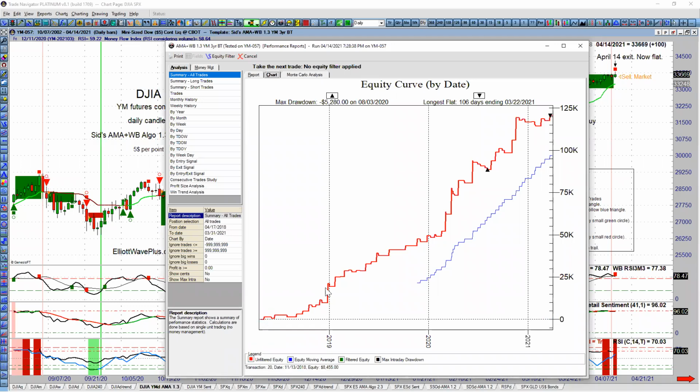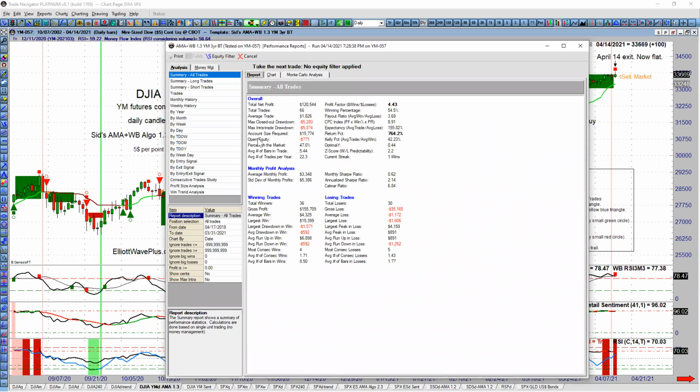So this red line is showing you the profit that is added to that starting account of approximately $15,000. So 1 year in, it was up to $25,000. It was up to $50,000 2 years in. It was up to about $125,000 3 years in. I think that's extraordinary. That's one of the better equity curves you'll ever see on a daily trading algo.